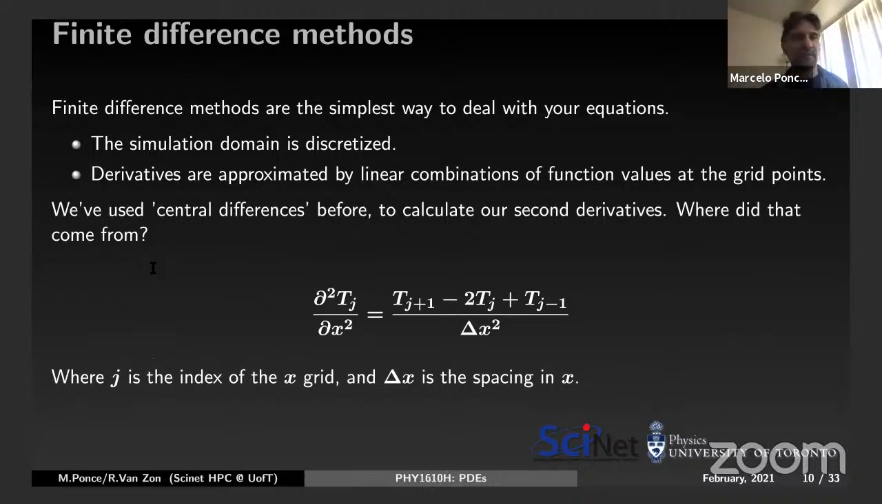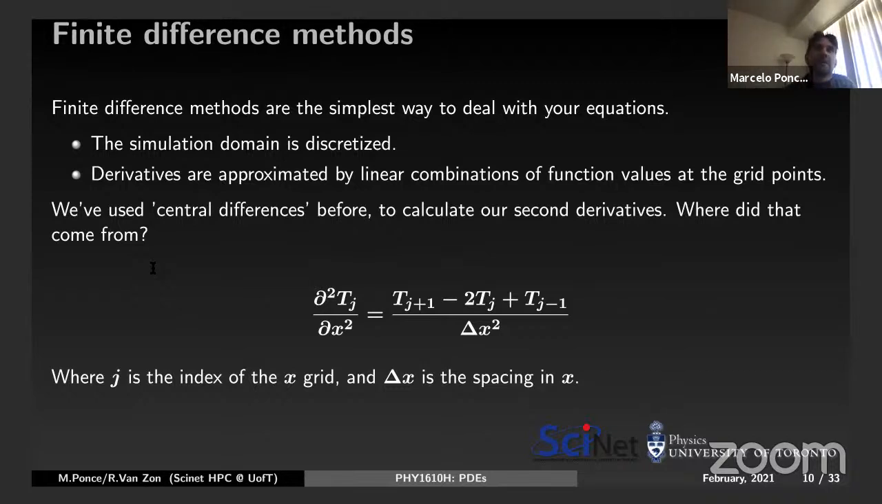So again, we're going to be focusing on the finite difference methods for the spatial part as well here, because they are the simplest way to deal with the equation. The main idea is that our simulation domain, not only in the time evolution but also in the spatial discretization of the grid, in this case the spatial points on the rod, is going to be discrete. And the derivatives are going to be approximated by linear combinations of the functions at the grid points.